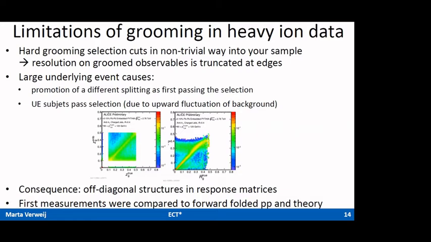I'll just show you an example here, an illustration of these types of effects from ALICE, where they show the response matrices on the left-hand side for the zG and the right-hand side for the RG. You can see in both cases large off-diagonal structures. This is because splittings which in vacuum, without this large underlying event, wouldn't pass your grooming criteria, in the large density environment actually pass it because they get promoted, and this is the resolution effect. But it's bad because you look at a different splitting than what you intended to look at. You're actually looking at the fluctuations of the background. And this is exactly why these first measurements were compared to folded pp, because there you can build it in, but to undo this is impossible.